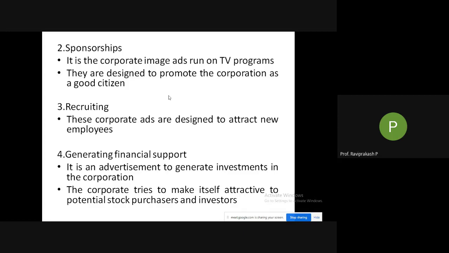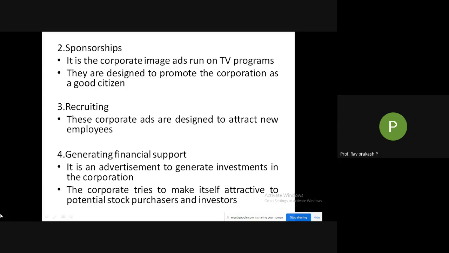Then generating financial support. It is an advertisement to generate investments in the corporation. The corporation tries to make itself attractive to potential stock purchasers and investors. So if you are doing good, if you are listed, again many people want to invest in your company. They want to be a part of it. If they cannot be a part as a workforce, they will be a part as an owner. If you buy any company stocks, you are a part owner. So similarly, you are again associated with the company.